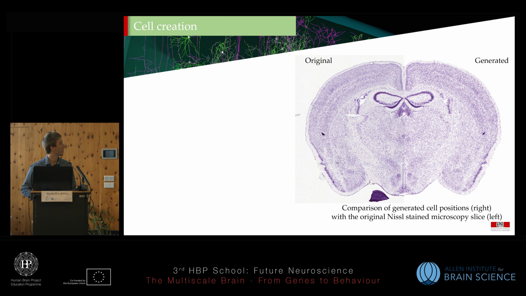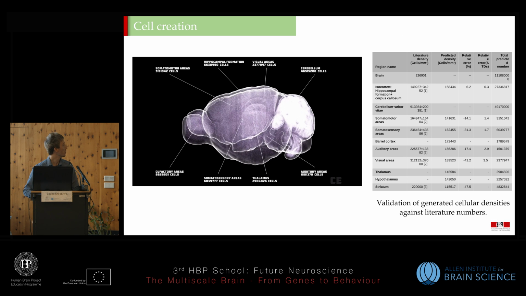But in the end, it's just a very qualitative comparison. So we wanted to be more rigorous than that. And so if we look at the whole brain, we can actually say for each region exactly how many cells we've created inside of it. And so what we did, we counted these cells, we calculated the cellular density per volume in each region, and then we started comparing that to additional literature values.